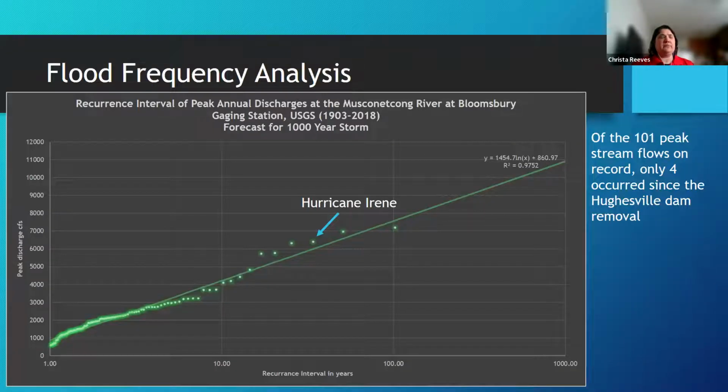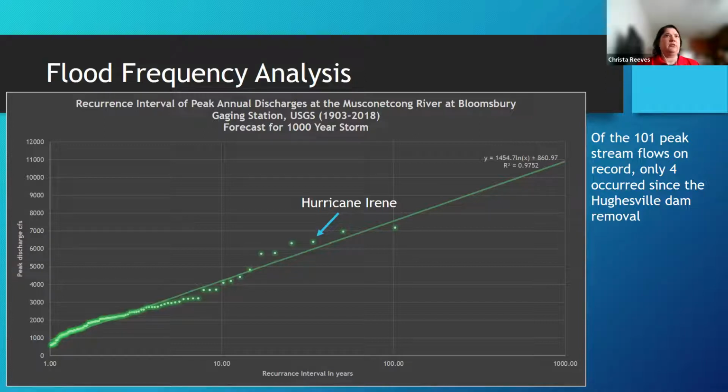So when I wanted to talk about this dam removal, it brought me to do a flood frequency analysis. So I ran the recurrence intervals from the USGS gauge, which is about 2 miles upstream of this dam. And I did it from when the gauge was installed in 1903, all the way through 2018, which is the last year that the USGS gauge had peak discharge values for. I don't know why, there seems to be a lag there, but we'll go with it.